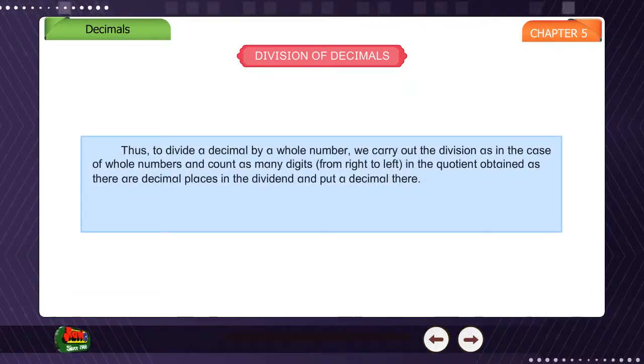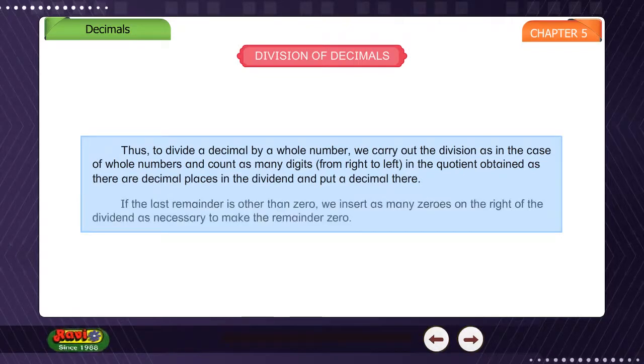Thus, to divide a decimal by a whole number, we carry out the division as in the case of whole numbers and count as many digits from right to left in the quotient obtained as there are decimal places in the dividend and put a decimal there. If the last remainder is other than 0, we insert as many zeros on the right of the dividend as necessary to make the remainder 0.